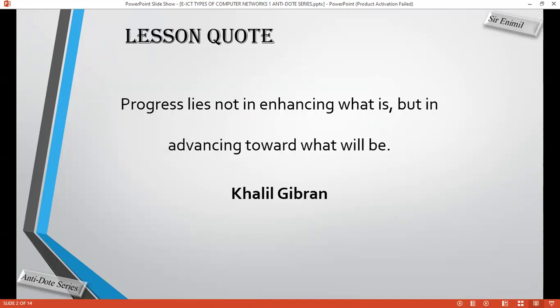So you set a goal. You see, you don't have to live each day beautifying that goal or talking about the goal. It means that you're just enhancing what you want to do. You're making what you want to do look appealing, and that is not progress. But progress really is living each day, trying everything possible to reach that particular goal that you have set, which means that you do daily tasks, ensuring that it is moving you toward that goal. So once you do that, you can say that you are making progress. So progress really is not enhancing what is, but advancing toward what will be. And Khalil Gibran said this.